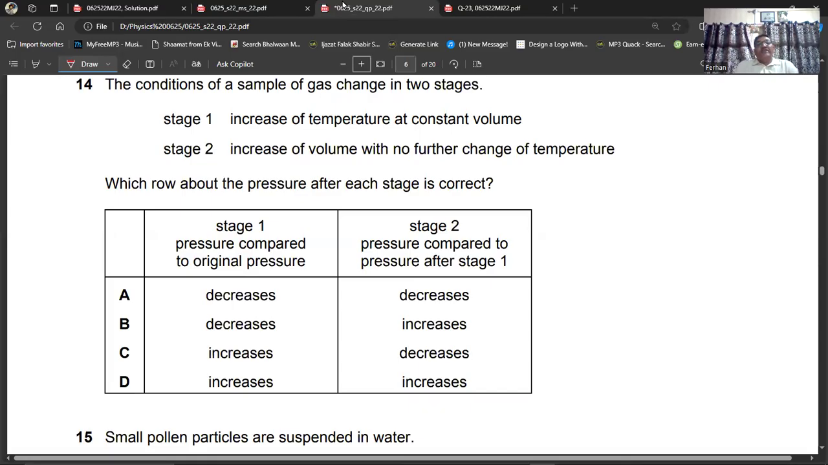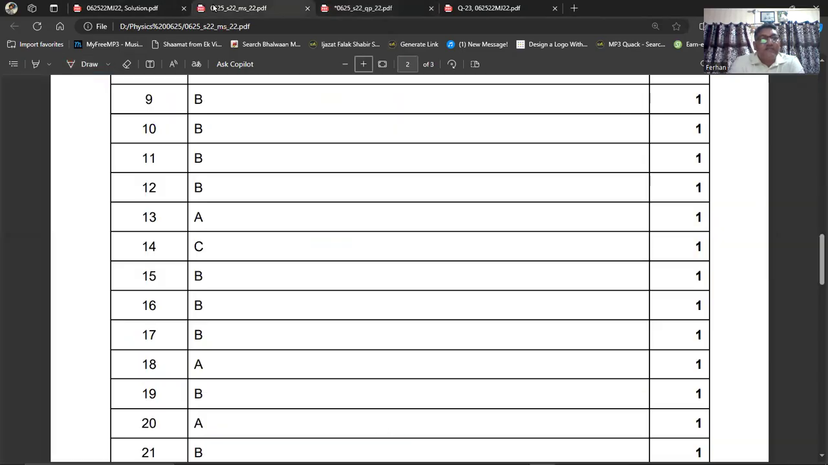Then in stage 2, he says increase of the volume with no further change of the temperature, where the temperature is kept constant. If you increase the volume, the pressure of the gas will decrease. In stage 2, the pressure will decrease. So C is the choice.